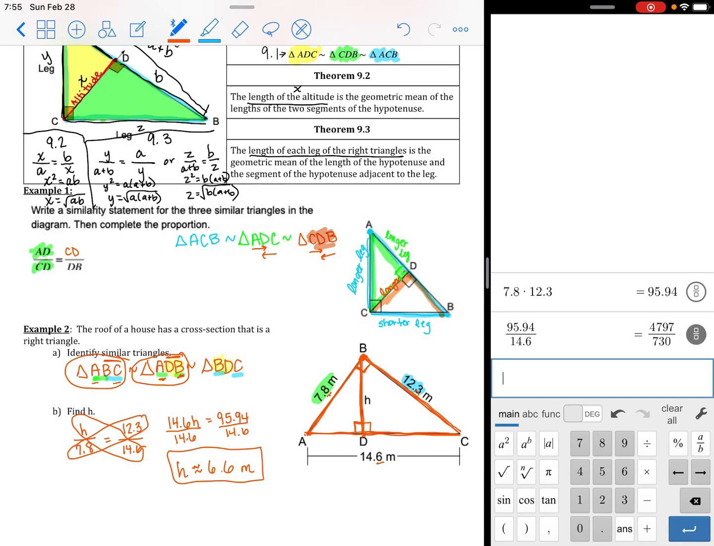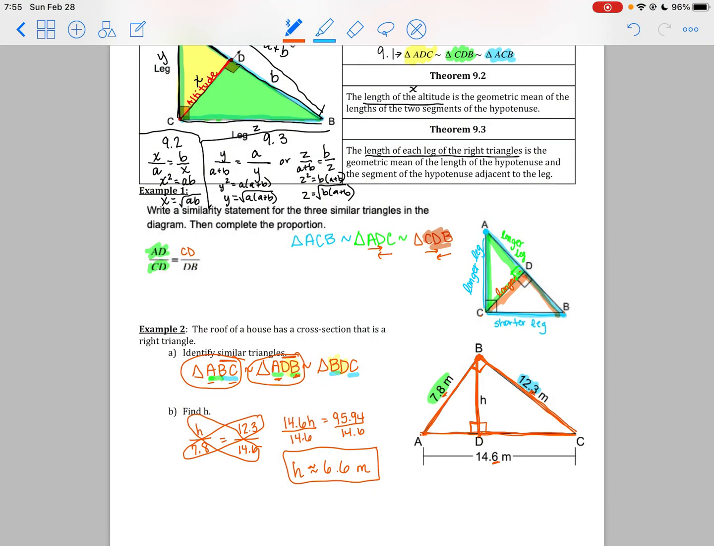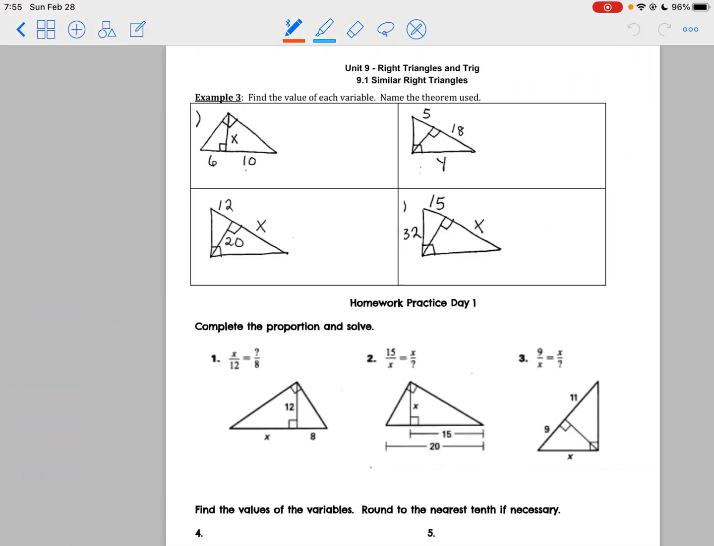So I also could use this fraction, which isn't very nice, but since all of these numbers were rounded to the nearest tenth, I'm going to round my number to the nearest tenth as well. So that support beam that's put in from B to D to help hold the roof up would need to be 6.6 meters long.